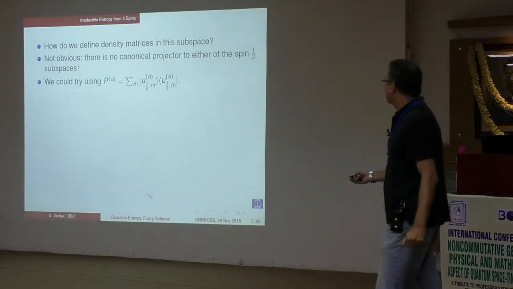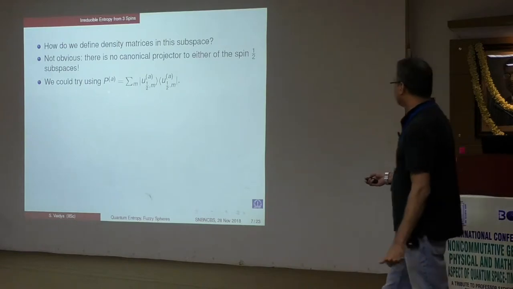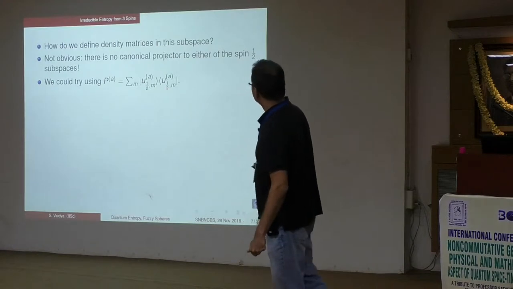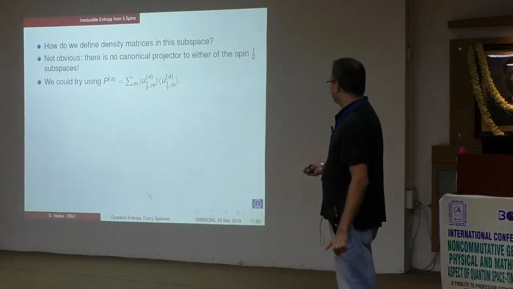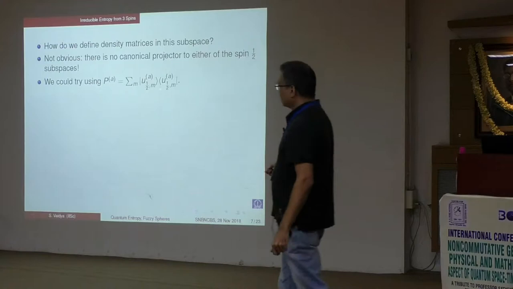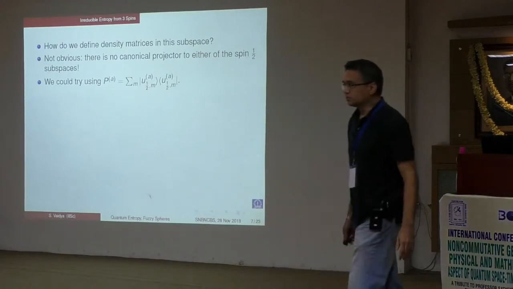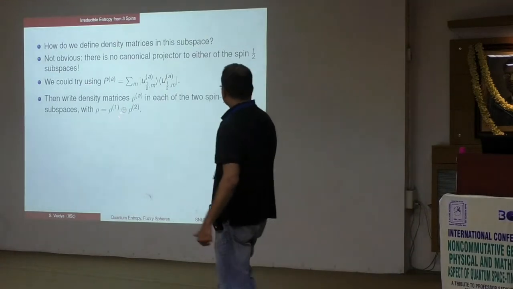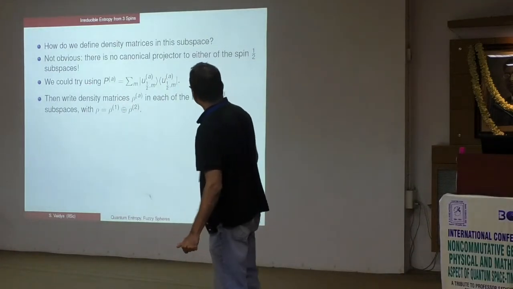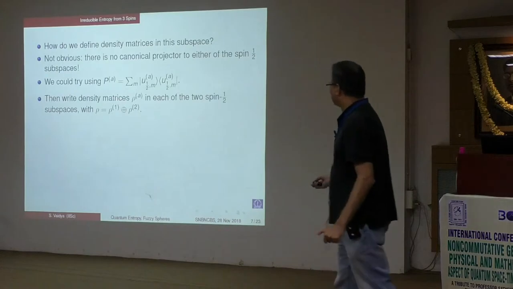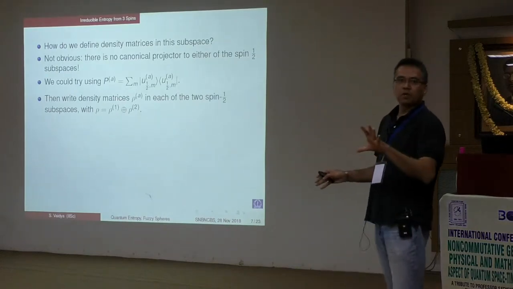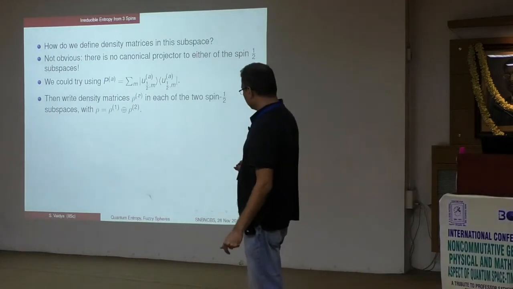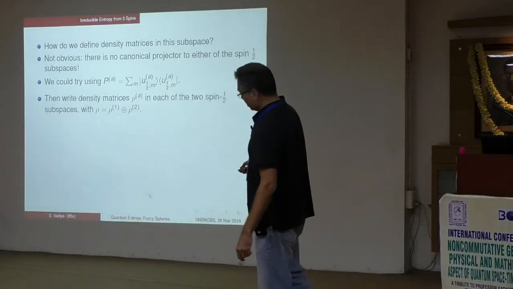Now, by hand, of course, I could construct this projector, taking this ket-bra sum over all m's of the states that I defined as the u's. And I could try to write out density matrices starting with this projector. So I could split this four-dimensional Hilbert space into two copies, and then write down density matrices in each of the copies, rho 1 and rho 2.